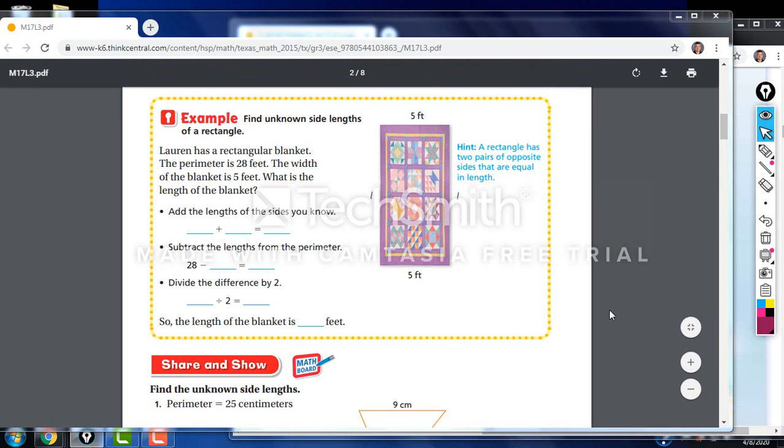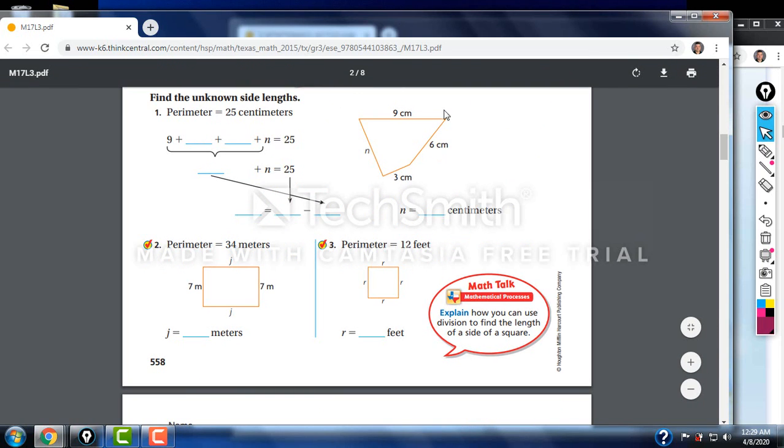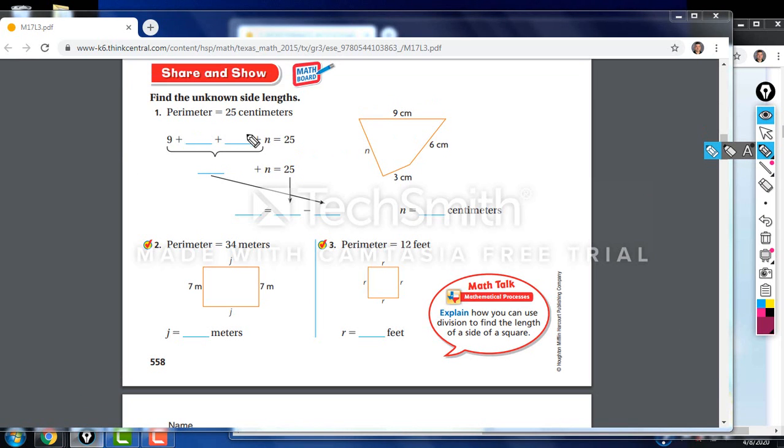Okay, so let's go to the next section here. Again, perimeter is 25 centimeters. They already give you the perimeter here. Okay, fill out what you know. 9 plus 6 plus 3 plus n equals 25. N is unknown, so 9 plus 6 is 15, plus 3, that's 18. So put your 18 there, 25 there, so you subtract 18 from 25, and that gives you what?